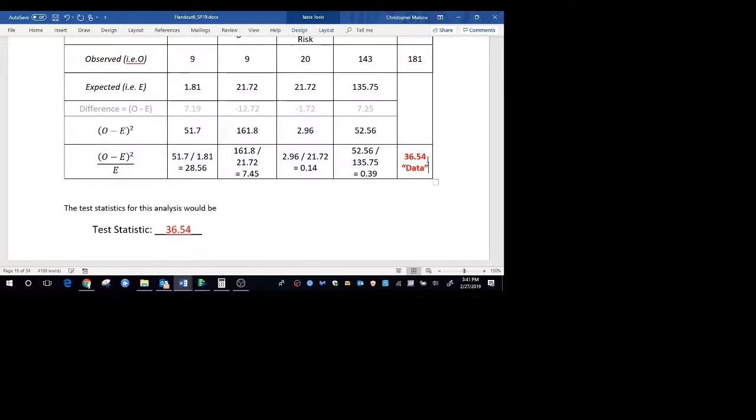So clearly, and then of course, I add all these up. I take the 28 plus the 7 plus the 0.14 and 0.39 and I get a value of 36. So now this is, if you let me put quotes on it, kind of my data value. And what this 36 represents is kind of how far away you are from the expected across all 4 categories here.